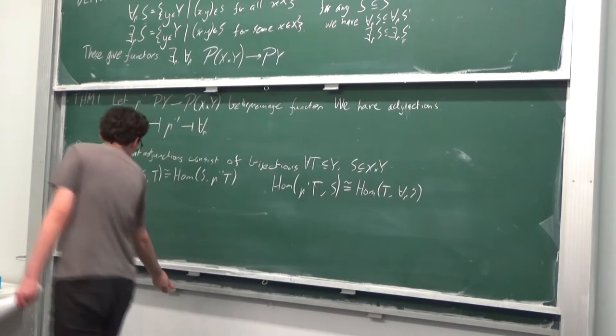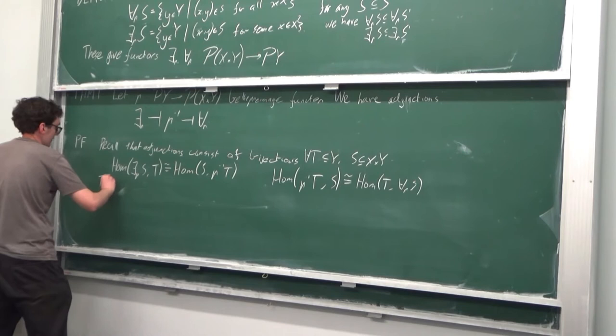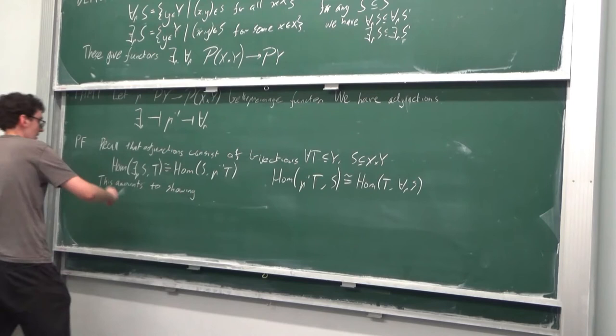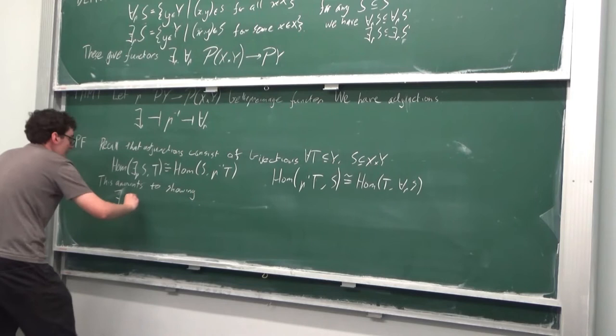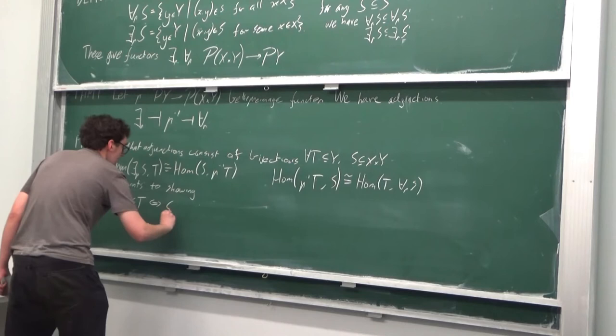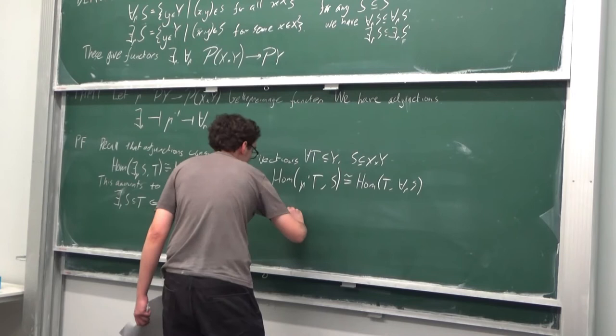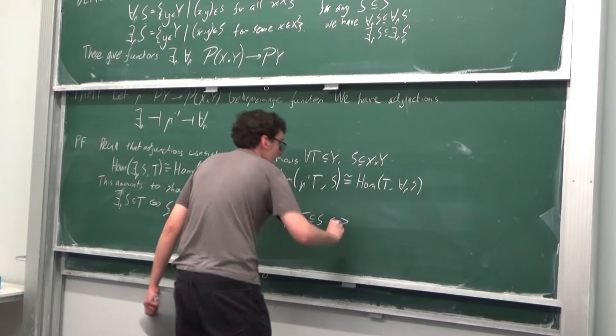Now, as I said, because the hom sets are singletons or empty, all we need to show is that exists P S is a subset of T if and only if S is a subset of P inverse T. And then likewise, P inverse T is a subset of S if and only if T is a subset of for all P S.